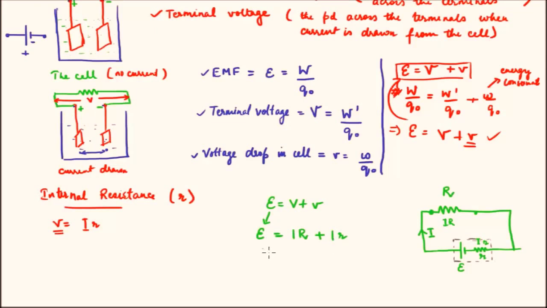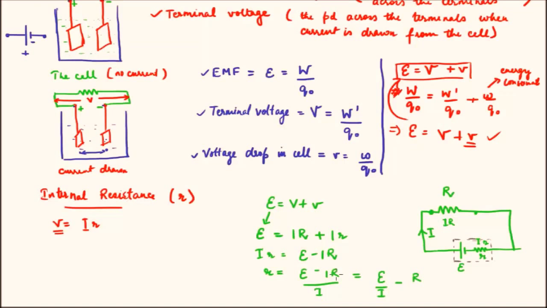And then if I take the IR in the other direction, I can write I small r is epsilon minus I capital R, and that gives me the internal resistance of the battery equal to E minus IR upon I. That turns out to be E by I minus R. Okay.